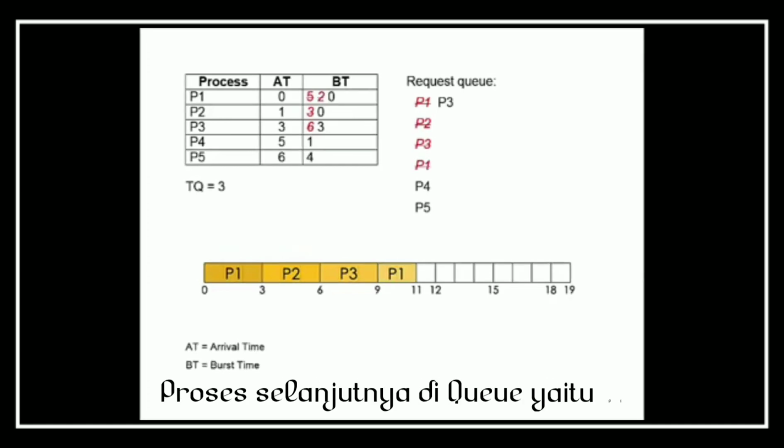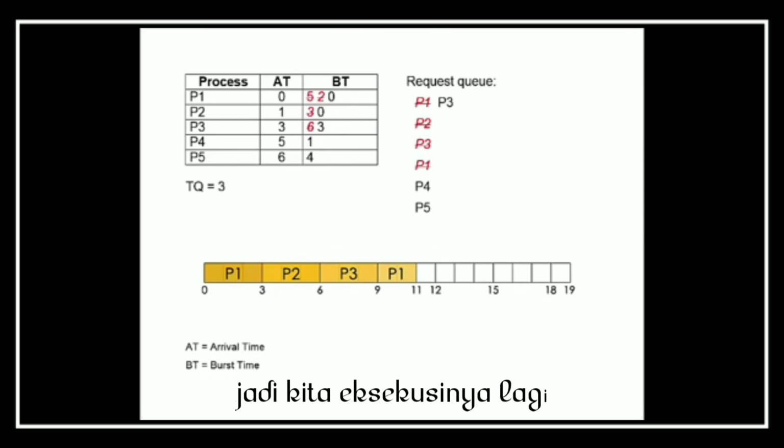Next in queue is P1. So we execute it again, this time for only 2 seconds to finish its remaining time left. So that's from 9 to 11, completing the process P1.